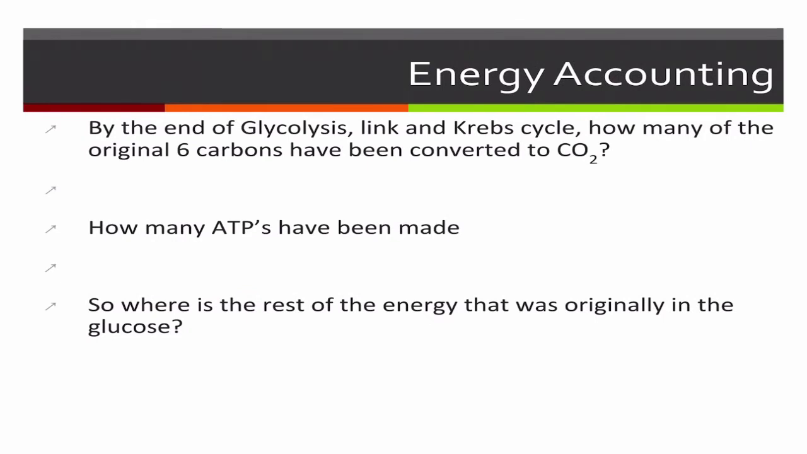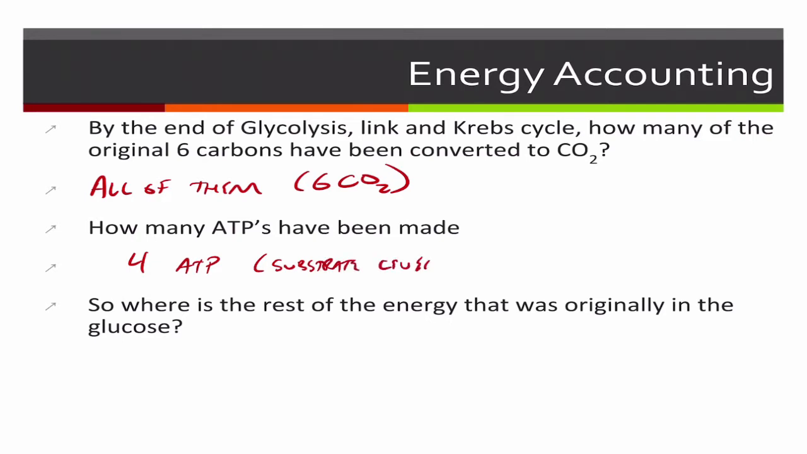By the end of glycolysis, the link reaction and the Krebs cycle, how many of the original 6 carbons have been converted to CO2? You just said it, all of them have, which would be 6 CO2s. How many ATPs have been produced at this point? We've only made 4 so far, and they are all through substrate level phosphorylation. We haven't used oxidative phosphorylation yet at all.